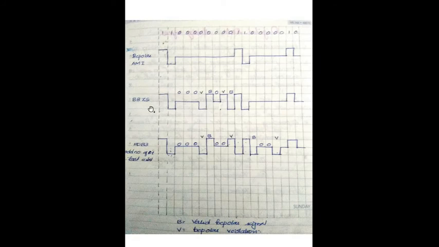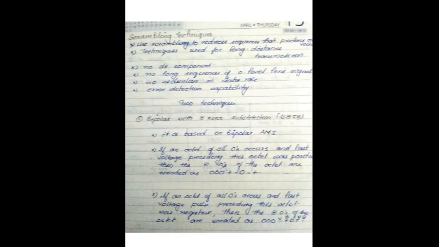In B8ZS, if 8 zeros occur, we have to count them: 1, 2, 3, 4, 5, 6, 7, 8, so 8 zeros. The condition is that the preceding pulse, before the octet of zeros, is a negative one. So how can we encode it? If an octet of zeros occurs and the last voltage pulse preceding is negative, we encode it as 0 0 0 minus, plus, 0, plus, minus.